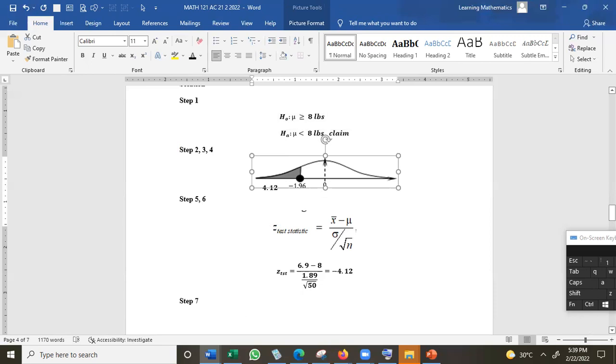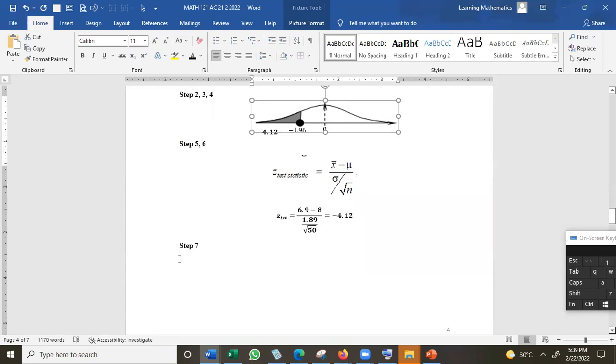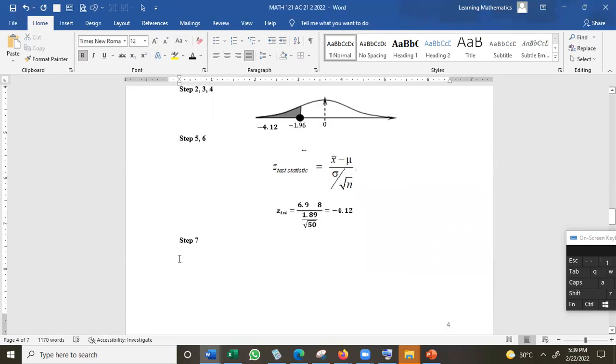So here now, we are going to reject the null because the test statistic is in the rejection region. The decision is to reject the null hypothesis. You don't have to write what I'm writing now, but I'm writing it just for instructional purposes: because the test statistic is in the rejection region.